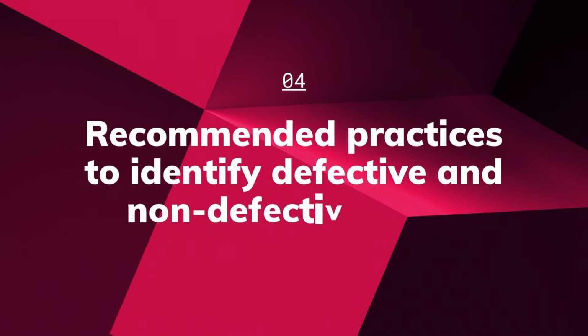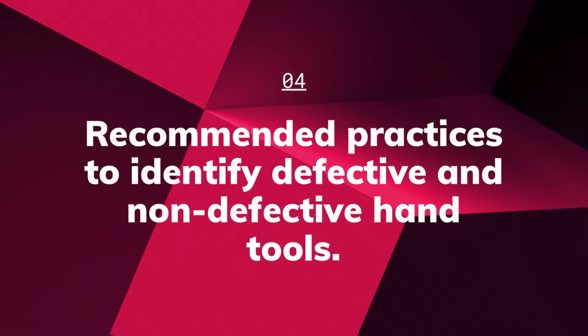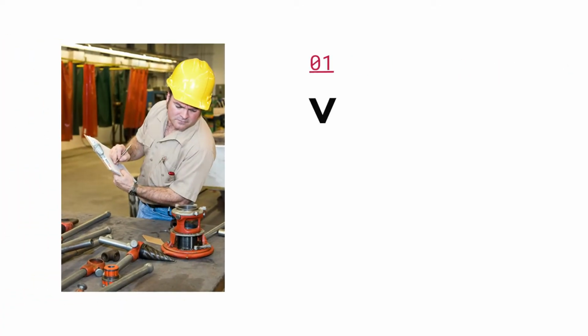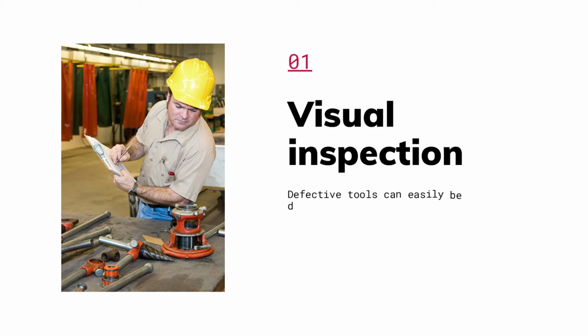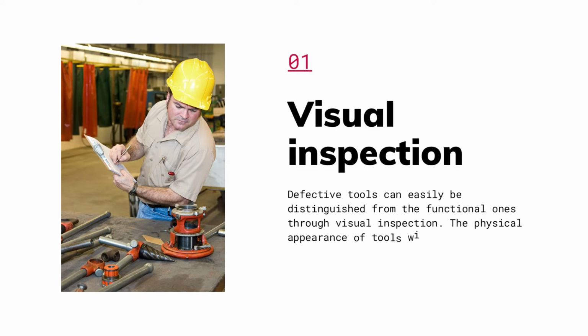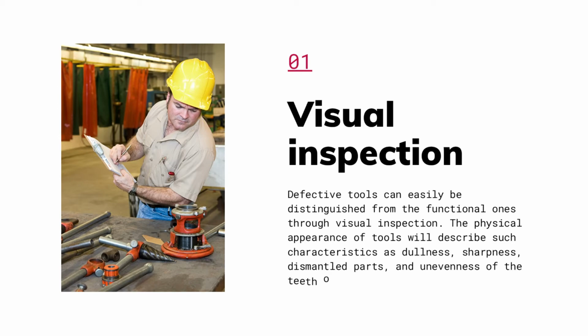There are many ways of identifying hand tools. One of these is to identify them according to their function. However, awareness of defective and non-defective hand tools is a primordial concern of workers/welders to be effective in their jobs. Below are the recommended practices to identify defective and non-defective hand tools. 1. Visual inspection. Defective tools can easily be distinguished from the functional ones through visual inspection. The physical appearance of tools will describe such characteristics as dullness, sharpness, dismantled parts, and unevenness of the teeth of the cutting tools.